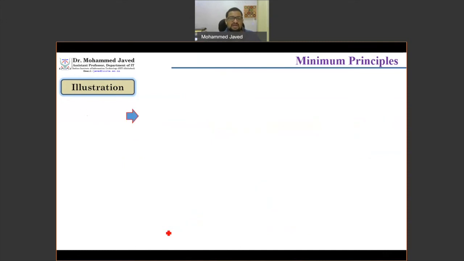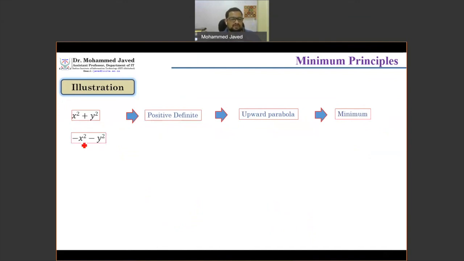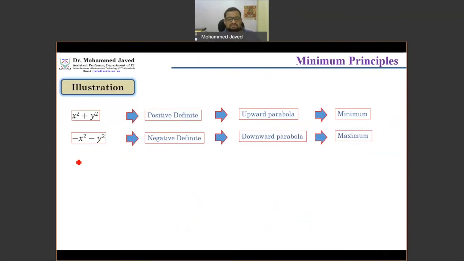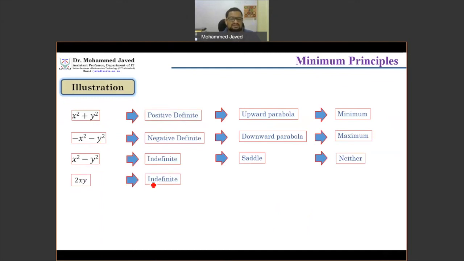And now let us see the given graphs. The graph x square plus y square is positive definite, and it is an upward parabola, and it has a minimum. Similarly, the other popular graph, minus x square minus y square, is negative definite, because you can see minus minus here. Negative definite, it is a downward parabola, and it has a maximum. And now x square minus y square is indefinite. It is a saddle, and it has neither minima nor maxima. So 2xy is indefinite, a saddle, with neither maxima nor minima.